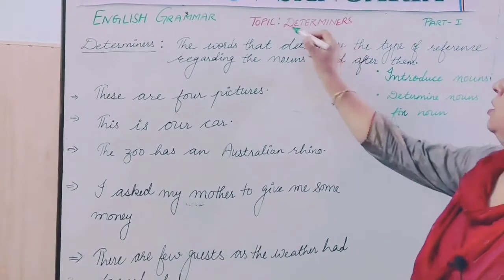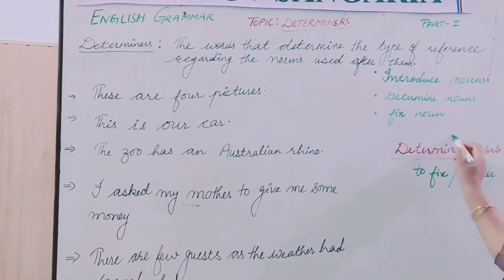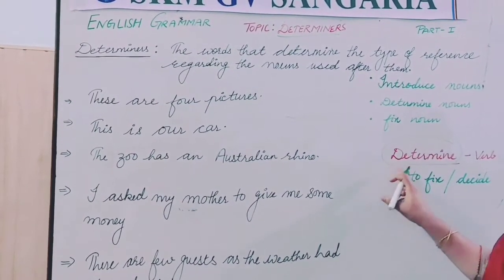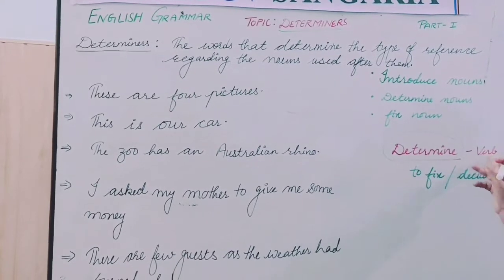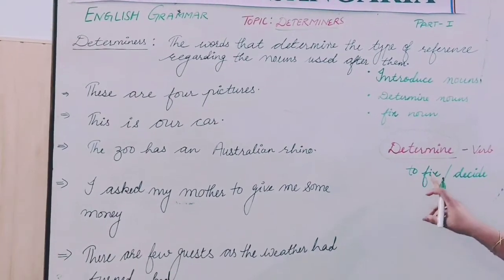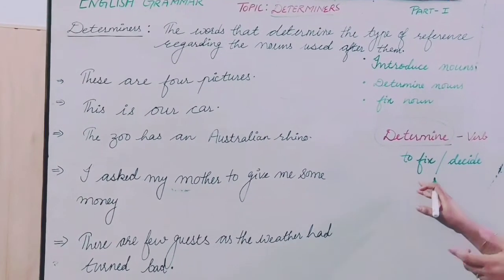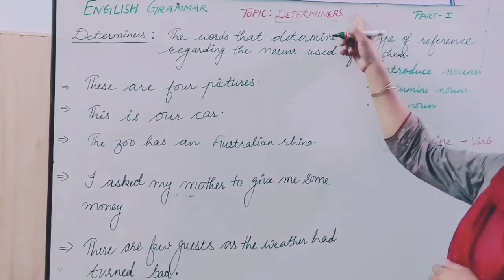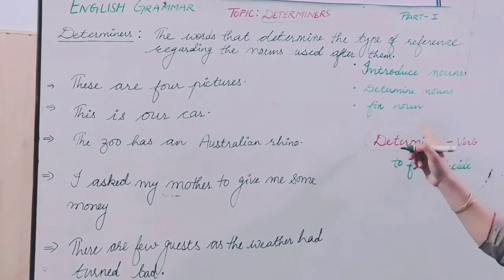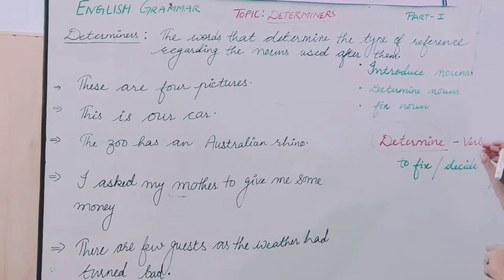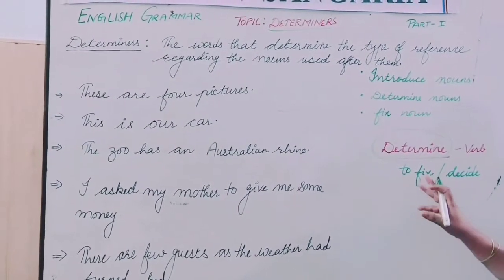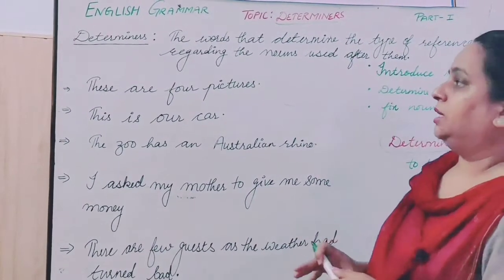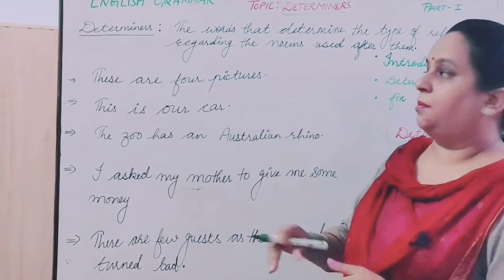This word determiner is derived from the word determine. Determine is a verb, and what does it mean? It means to fix or to decide something. So we have seen this word determiner has been taken from the word determine, which is a verb, and the meaning of that is to fix or to decide. Now let's see the definition of determiner.